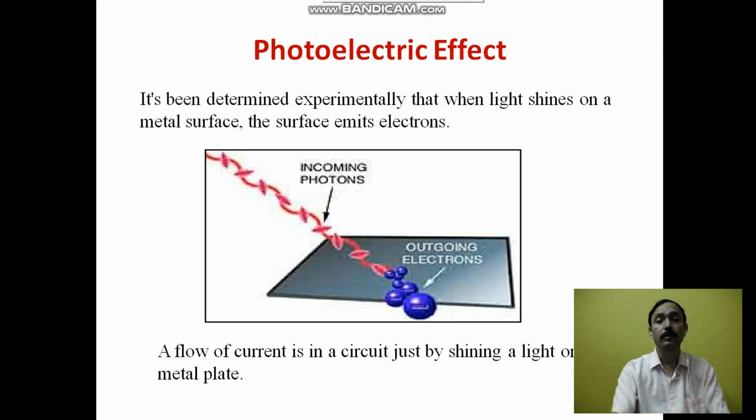If we prepare a circuit using an ammeter and voltmeter, we will get a current here. So there is a flow of current in the circuit just by shining light on a metal plate. That means we will get a flow of current in the circuit when the metal plate is illuminated by light.